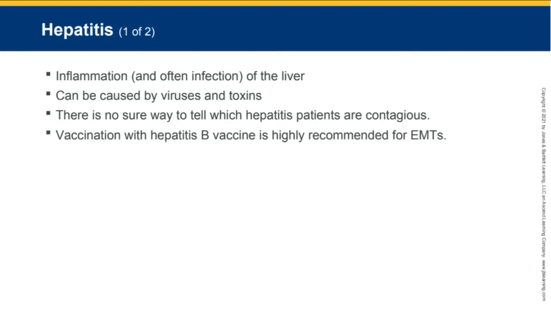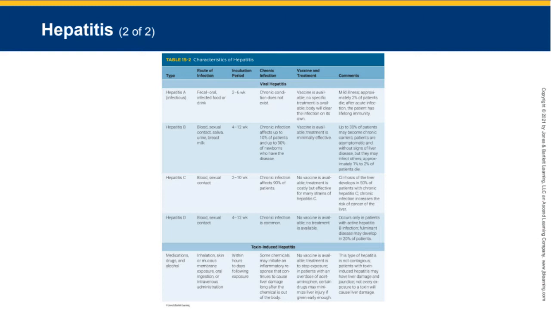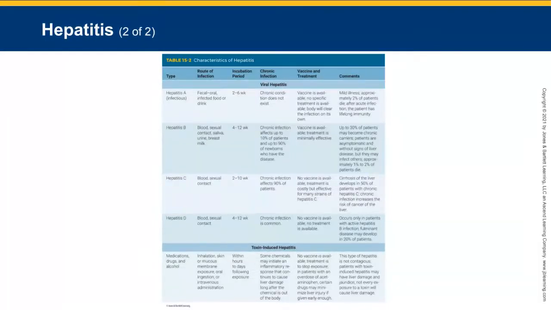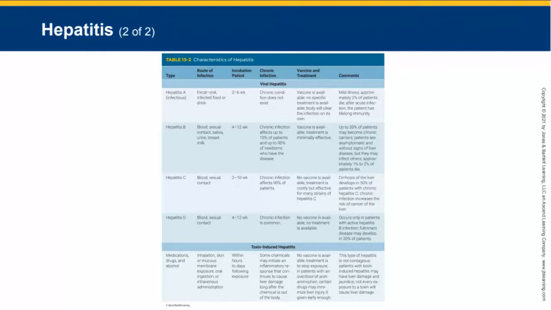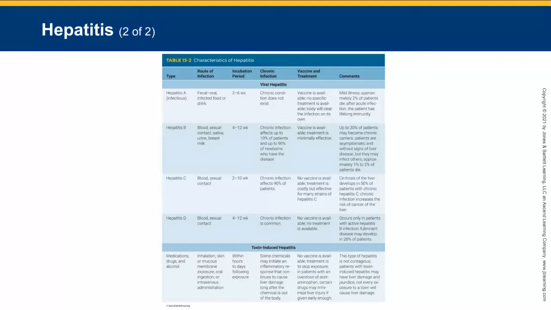And let me just change the slide so you can get an appreciation of it. I'm not sure if you can see the slide, but it shows the different types of hepatitis, A, B, C, and D. Hepatitis B is far more contagious than HIV, so we have to be careful. Vaccination with hepatitis B vaccine is highly recommended for the EMT.